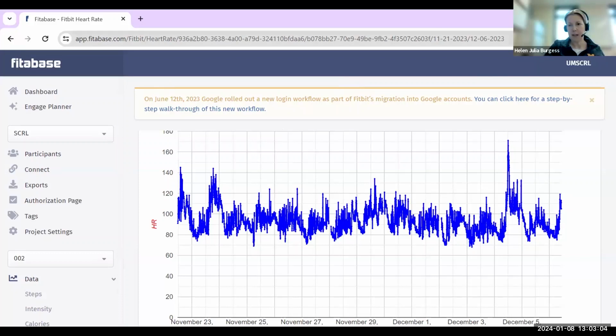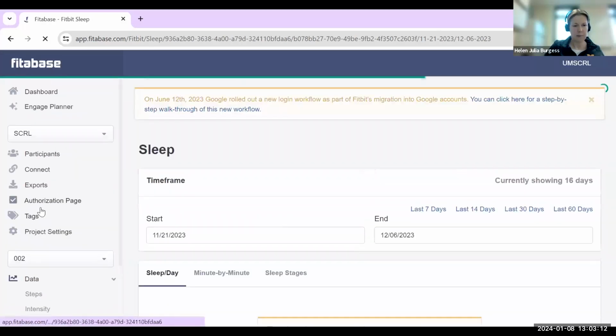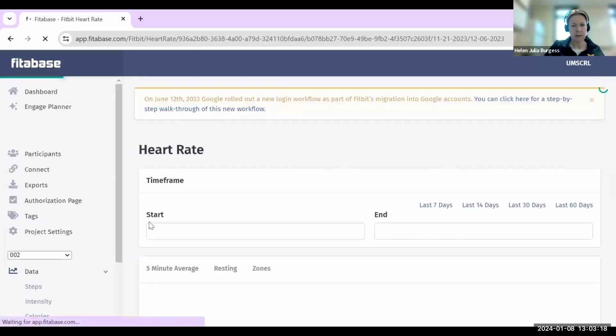Okay, my screen is again struggling. Sorry. Let me go down here and just try to come back in. I'll go back into sleep and then try and come back into heart rate. If we go back in, here we go.